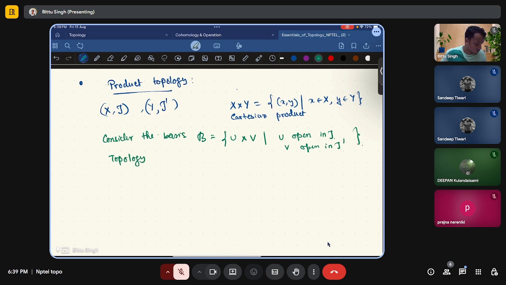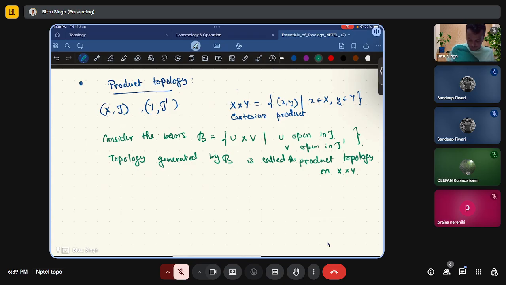Topology generated by B, script B, is called the product topology, the product topology on X plus 1.